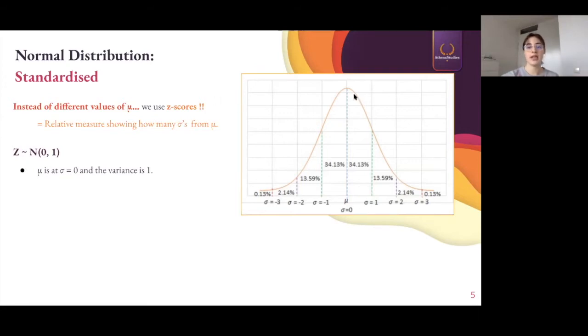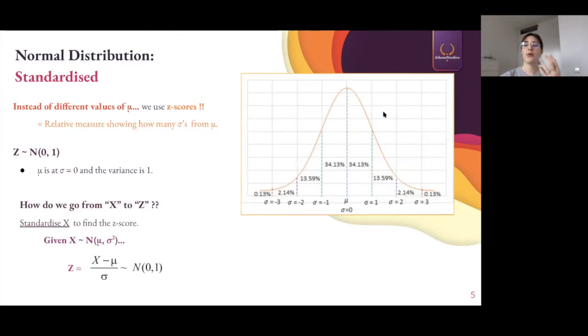And the way this is notated is, as you can see on the left side, we have z this time because we're working with z-scores. We have z, then this squiggly mark, and then we have n and 0, 1. So all this means is that mu is at the standard deviation of 0 and variance is 1, meaning that we have 1, 2, and 3 on one side and -1, -2, and -3 on the other side. So that is how we basically notate this. So standard normal distribution, z-scores. Normal distribution, x values. That's how they're different.